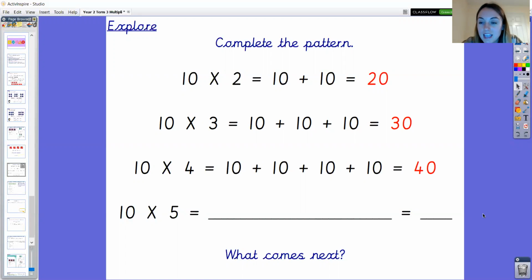Okay, so as we can see here, the totals are increasing by 10 every time. So what do you think comes next in the pattern? Please pause the video here and check your thinking.